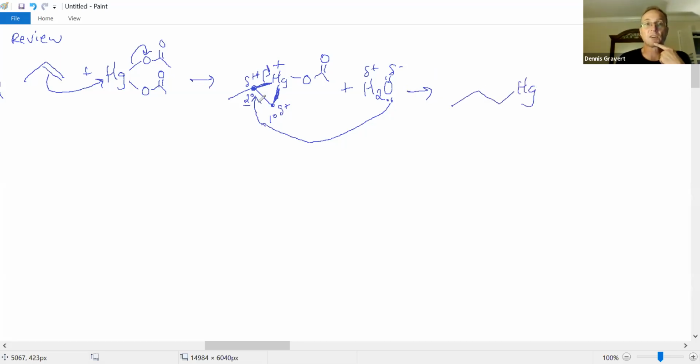Mercury swings over, right? So this bond stays intact, keeping the mercury attached to the end of the chain. Water's going to add here. And then, let me give myself a little more room. Squeeze in acetate, it's still connected to the mercury.